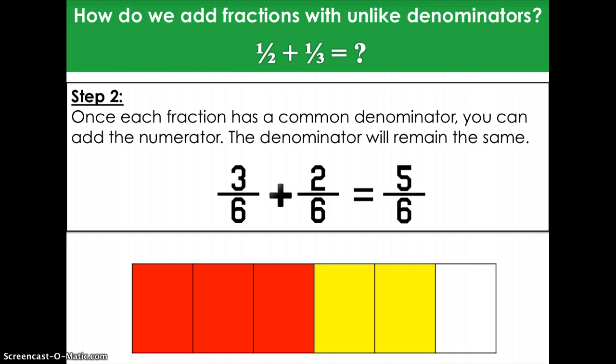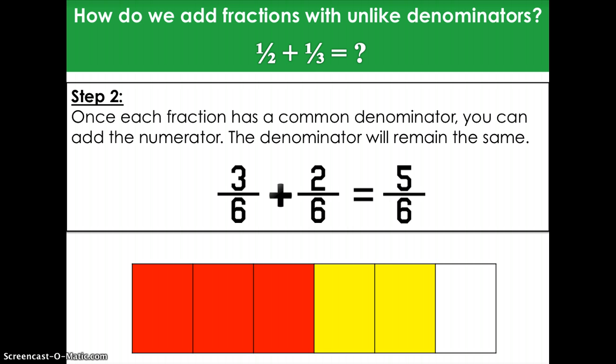And so I wrote, once each fraction has a common denominator, you can add the numerators. The denominator will remain the same. And then instead of typing the fractions 3/6 plus 2/6 equals 5/6, I chose to get images. That way you can really see these fractions the way that you would write them if you were writing them with a pencil and paper.